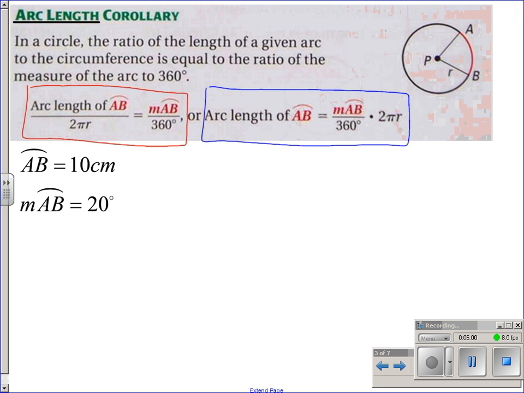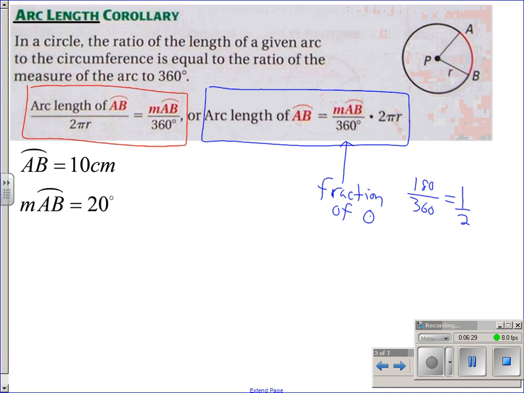Okay, so it says the arc length of AB equals... Now this fraction, it is the measure of arc AB. That's a degree. So basically, what we have is the measure of the arc divided by 360. That is just a fraction of the circle. For instance, if the measure of arc AB was 180 degrees, we have 180 degrees out of the 360, so we're dealing with half of a circle.